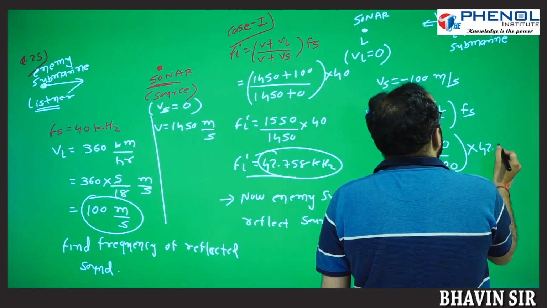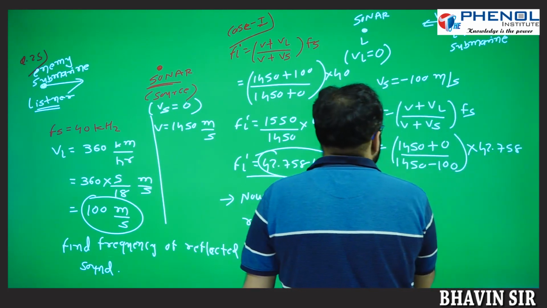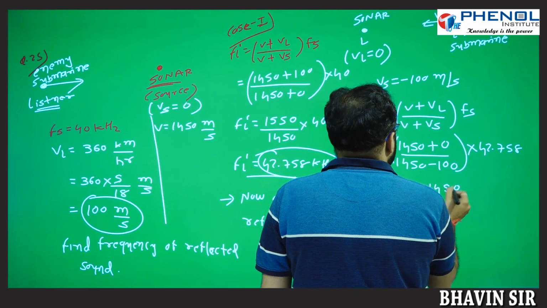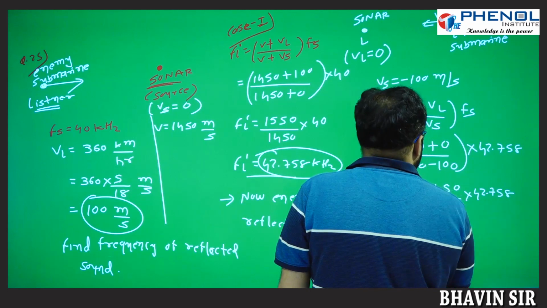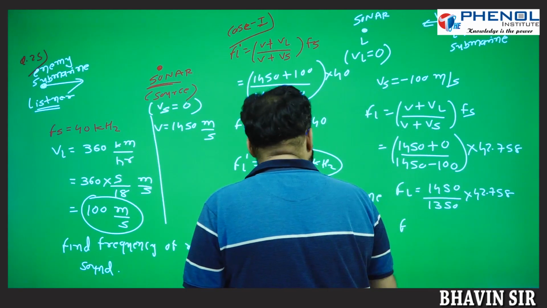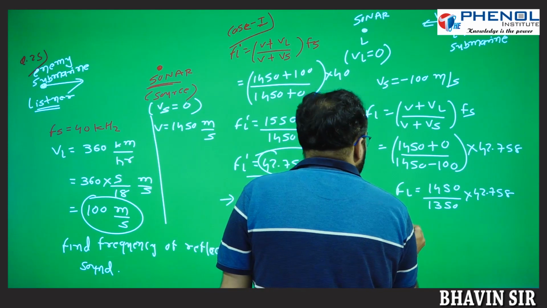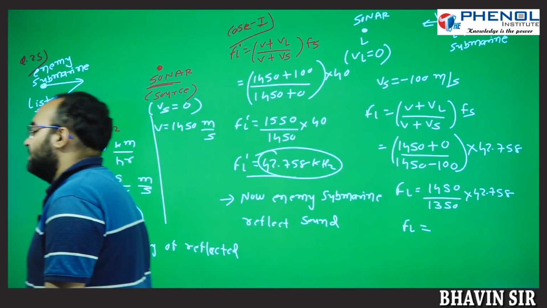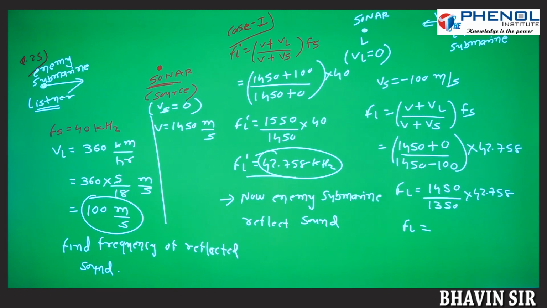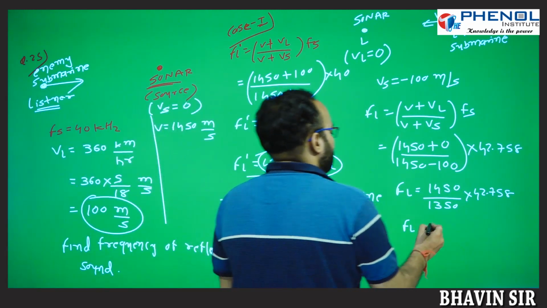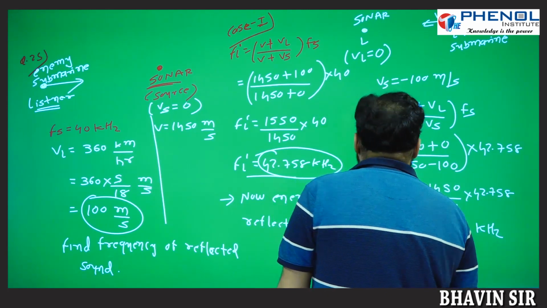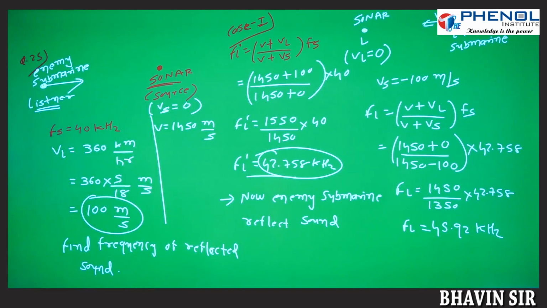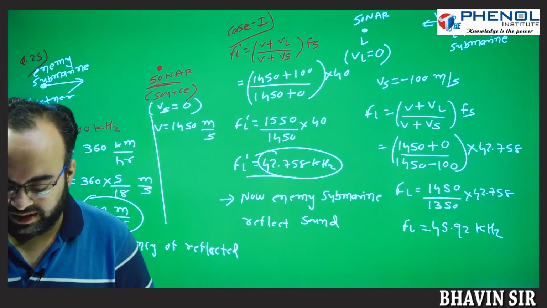So 42.758. So 1450, 1350 into 42.758. So what is the final answer? 45.92. What is the final answer? 45.92 kilohertz. Okay, so that much frequency is reflected.